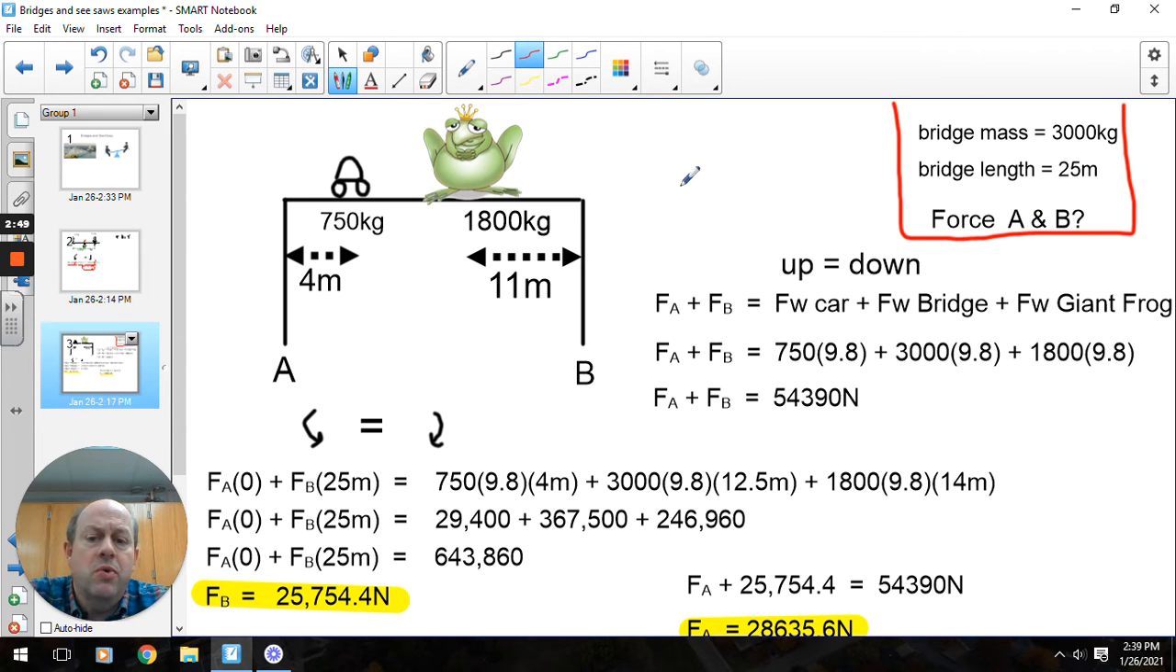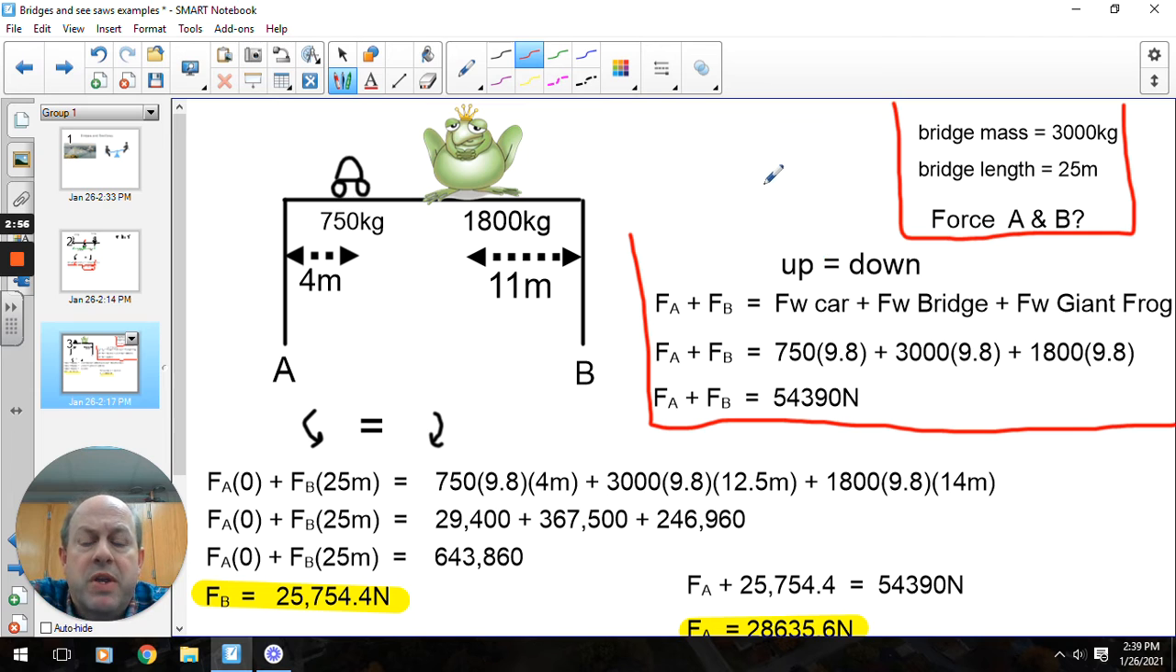We have two things going on here. The first is simply the forces being equal to each other, so the up forces equal the down forces. Our up forces would be the force of pillars A and B, equaling the down forces: the weight of the car plus the weight of the bridge plus the weight of the giant frog. Once we do that mathematically, we can solve for those weights, and we get the two pillars equal to a total of 54,390 newtons.